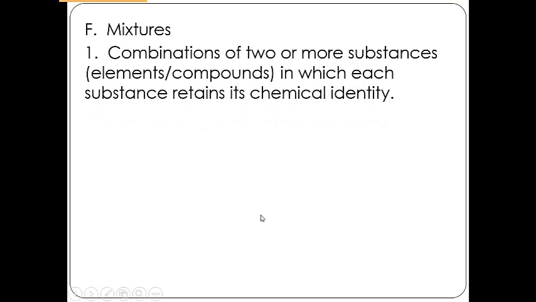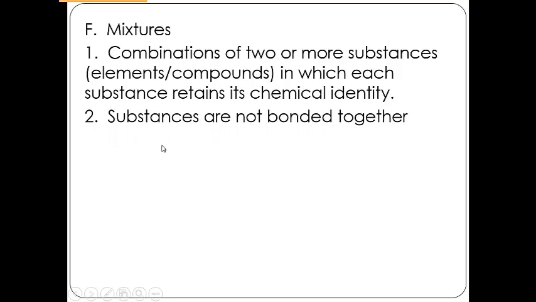Now, when you look back at your concept map, matter was broken apart into mixtures and substances. So we're going to take a look at mixtures and how they are different from substances. Well, a mixture is actually two or more substances that have been mixed together. And they're going to retain their chemical identity. So the two individual materials that you're bringing together are still going to maintain their chemical properties. They're not actually bonded together.